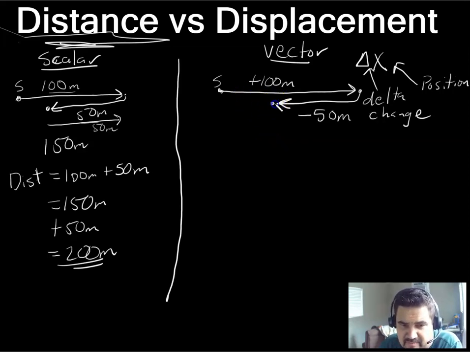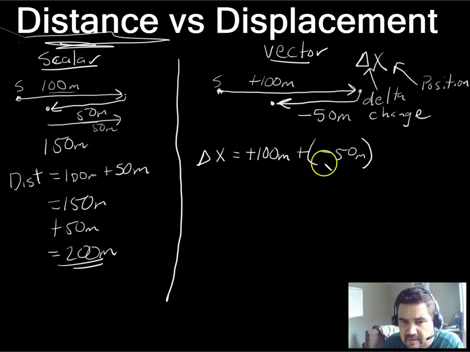So what is your change in position? If you really think about it, you're here, and you started here, so what's that difference? Your change in position is a positive 50. How do you figure that out mathematically? Well, you just say change in position is equal to 100 meters, positive, plus the other move you did, which is negative 50 meters. A positive 100 plus the negative 50 ends up being a positive 50 meters.